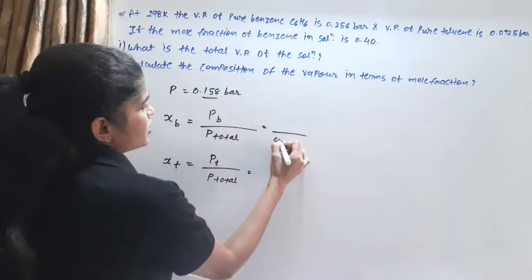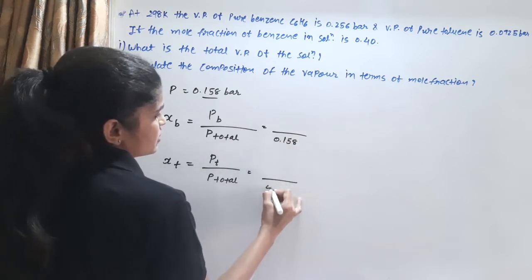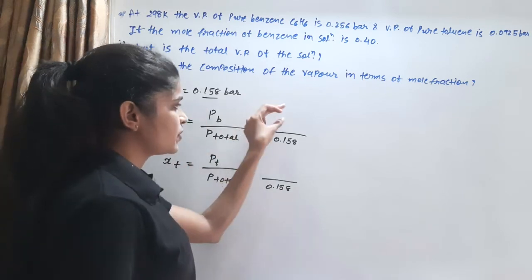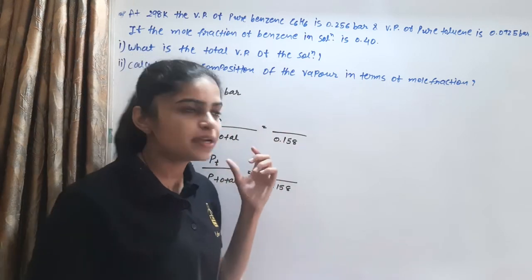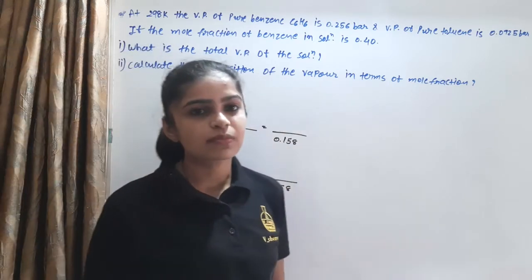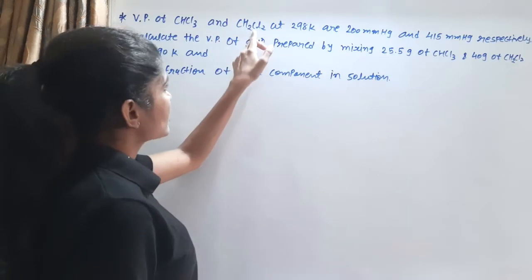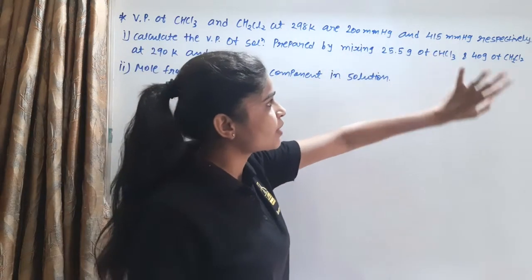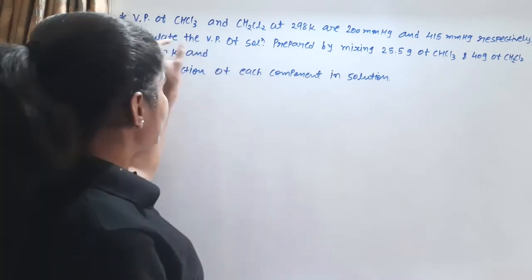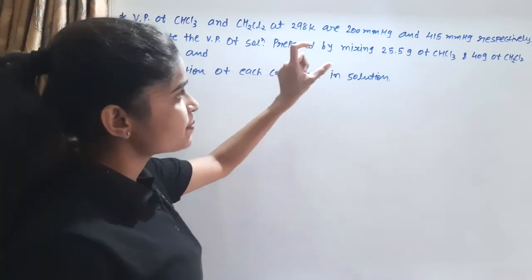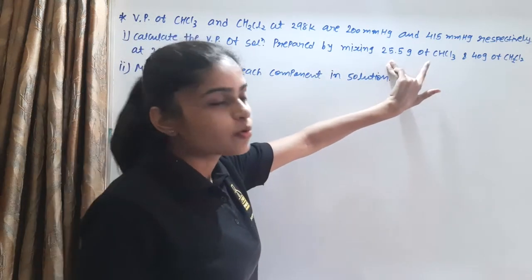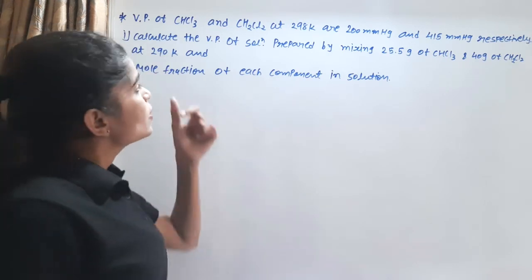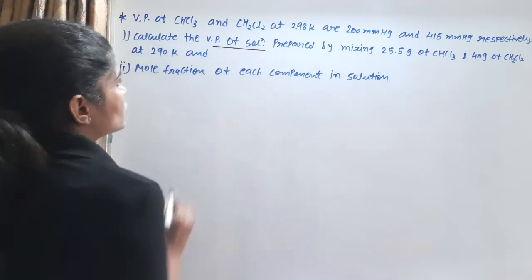P total value is 0.158. Earlier we found the PB and PT values. So put these values in this equation and find the composition of the vapor in terms of the mole fraction. The vapor pressures of chloroform and dichloromethane at 298 Kelvin are 200 mmHg and 415 mmHg respectively. Calculate the vapor pressure of the solution prepared by mixing 25.5 gram of CHCl3 and 40 gram of CH2Cl2 at 298 Kelvin. Find out the vapor pressure of the solution.